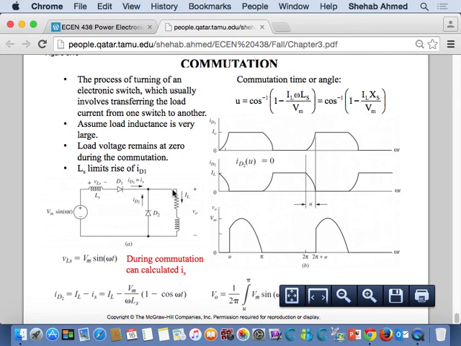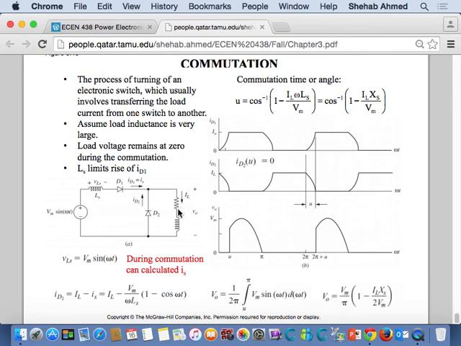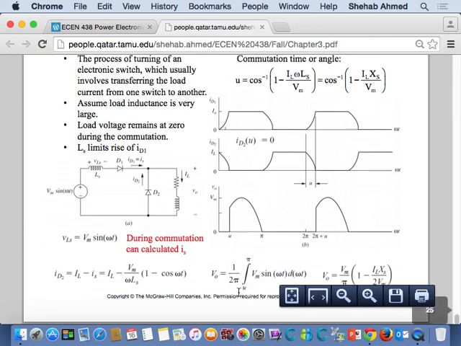And then the output current is a fixed DC value. It's an assumption. I assumed it's a fixed DC value here. Fixed, right? So if it's fixed, then I subtract them from each other. Then I can find ID2. ID2 at angle U will equal 0. So I substituted ID2 equal to 0 in the equation for the current, and I found U. Right? So you found U. If you found U, then you can find the effect of commutation on the output voltage.